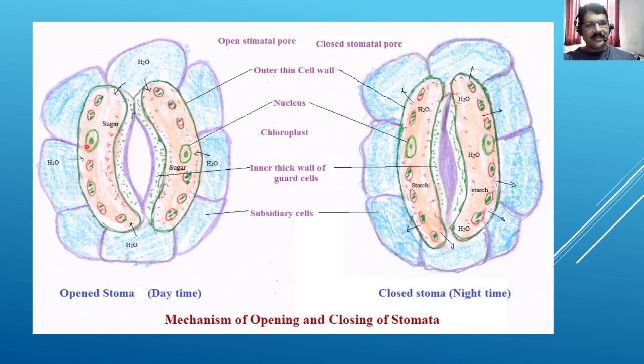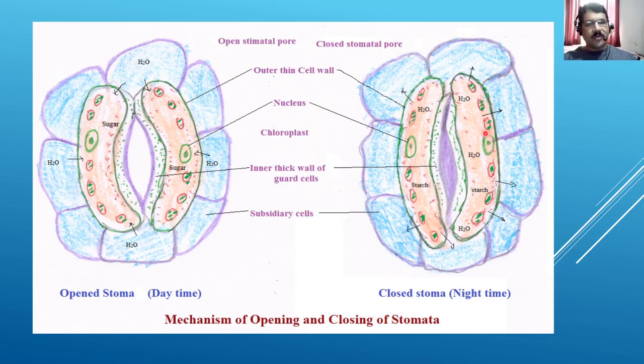So these guard cells will become turgid, and due to this increased turgidity, what happens, this non-elastic thick inner wall of the guard cells becomes concave, and the two guard cells move apart from each other, which widens the mouth of the stoma, and ultimately it opens the stomata widely, and due to this the process of transpiration will take place, water will move out. So this is the mechanism of opening of stomata.